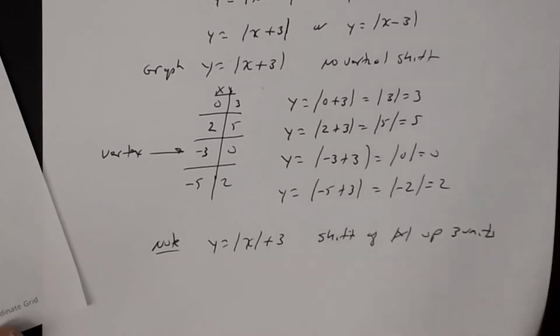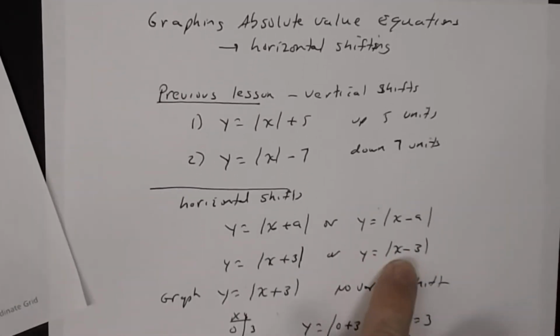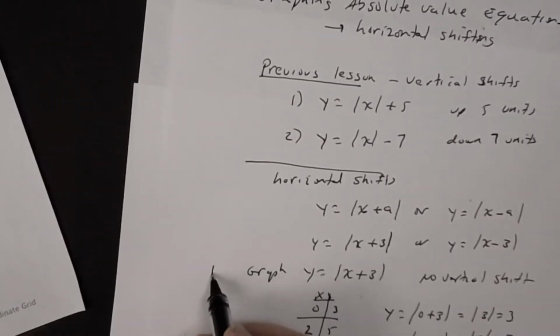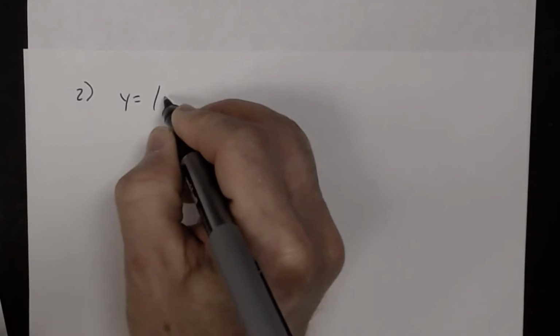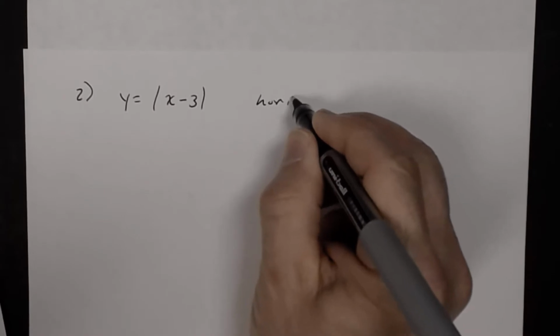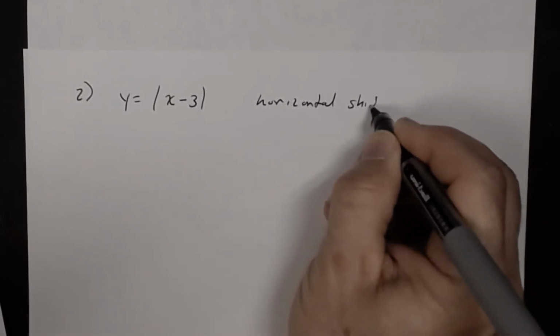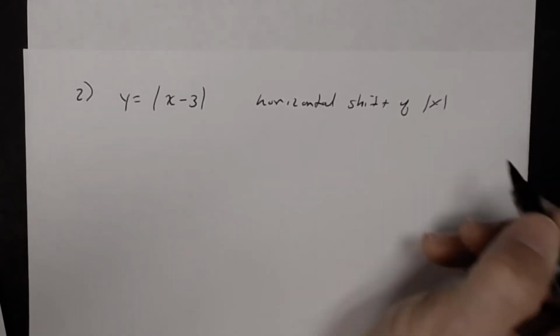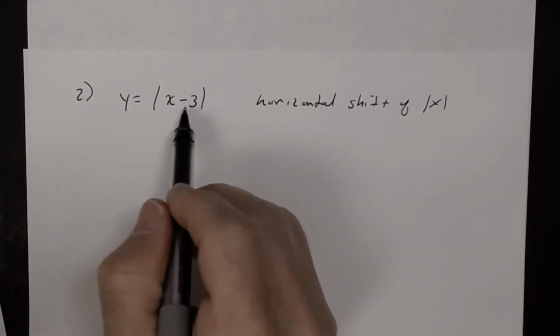Let's look at this now. What if we had the absolute value of x minus 3? So let's graph the absolute value of x minus 3. Let's call this number 1, and then this would be number 2. So y equals the absolute value of x minus 3. I want you to notice that this is going to be a horizontal shift of the graph of the absolute value of x, because it's on the inside.